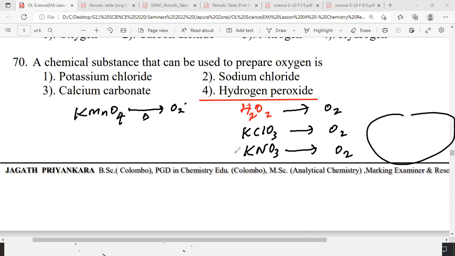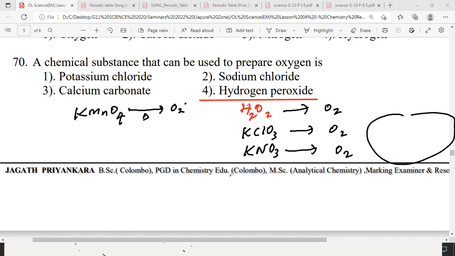What is the natural method of producing oxygen? In nature, in the global oxygen production, the oxygen that you inhale now is coming from which? Not from any of these chemicals. That is by photosynthesis. You get it freely. That is photosynthesis.